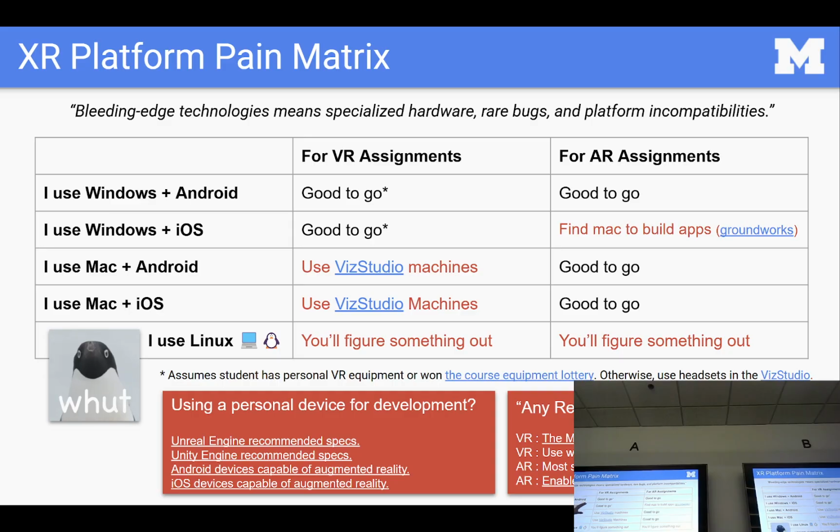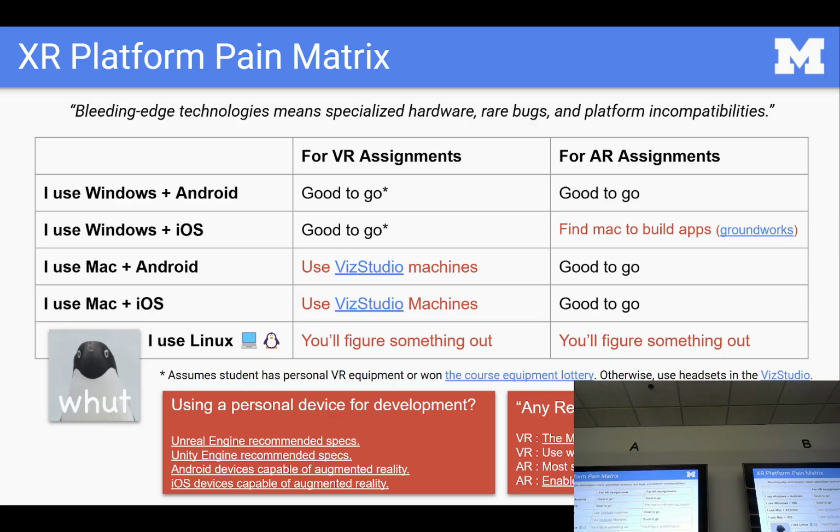For the VR assignments, if you have a Windows and an Android device, how many of you have Windows and Android? Okay, all right, a few of you. That used to be me. You're good to go for VR and you're good to go for AR. If you win the equipment lottery, which was due today, by the way, I'll have the results for you soon, then you might be able to complete the course without coming to campus. Okay? Nice. Not too bad.